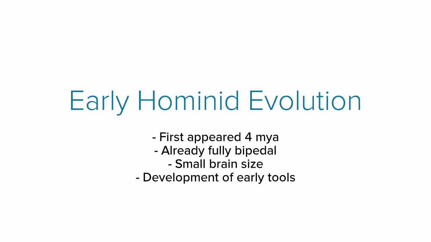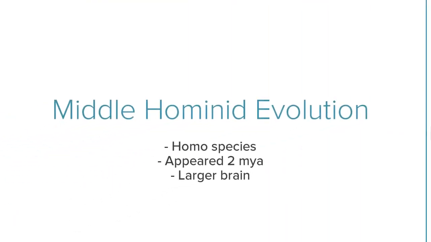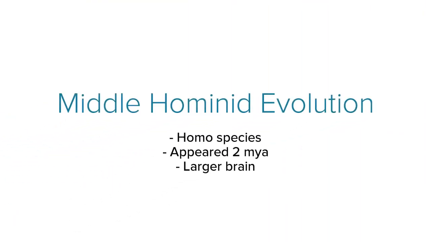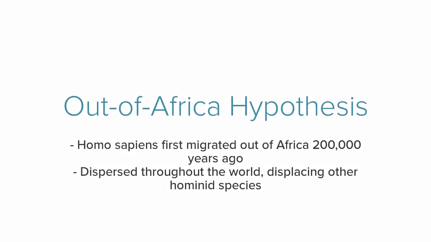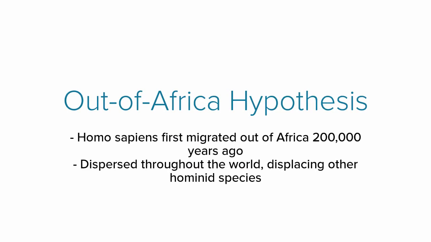Eventually, we got the appearance of the first hominids, which we believe appeared roughly 4 million years ago. Looking back at the fossil record, we can say that they were already fully bipedal, but they had a pretty small brain size. Despite this, they were still able to develop some early stone tools. Eventually, we moved to middle hominid evolution, where we saw the evolution of the first Homo species, which appeared roughly 2 million years ago. These middle hominids had a larger brain that allowed them to develop more complex tools and possibly even discover fire.